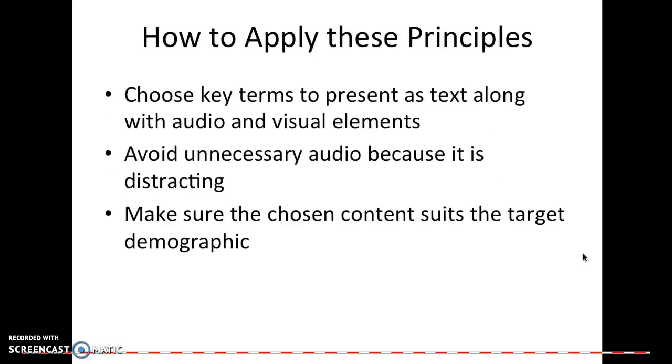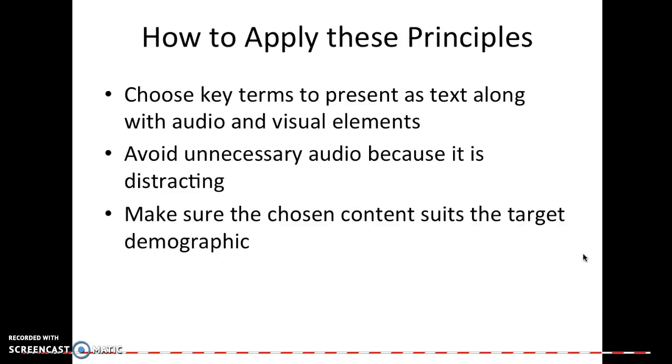Okay, so how to apply these principles. So I think from these two principles, it's really important to choose what your key terms are going to be to present as text along with audio and visual elements. I think it helps to break away extra information from what's really important. I also think another thing I want to take away is avoiding unnecessary audio because it can be really distracting. It kind of takes away from the value of information given.